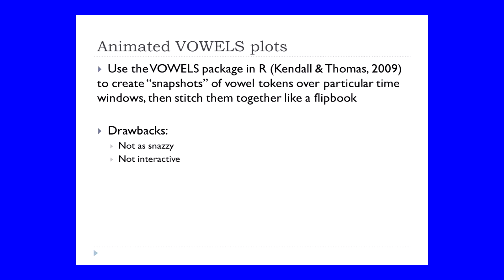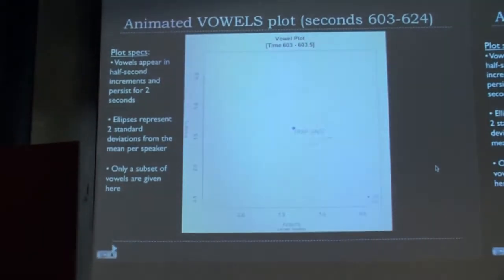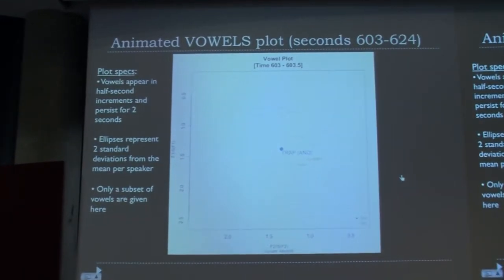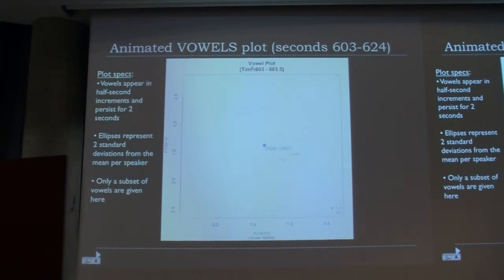Okay, and then quickly, I will go through what we've done with the animated vowels plot. This is using the vowels package in R, taking snapshots in time, as I explained, and putting them in a flipbook-like fashion. We just did this in a quick and dirty way using Apple iMovie. You could ideally do this nicely in Flash or something like that. So you'll see, oh, it's very hard to see. Maybe on that screen it's a little bit easier. But here what you'll see is that the vowels appear in half-second increments, which will be tracked up across the top here.